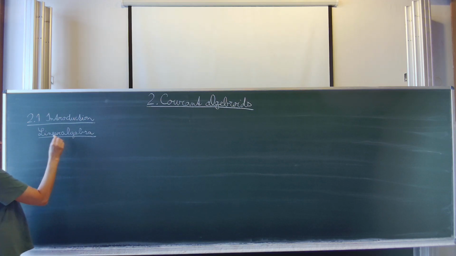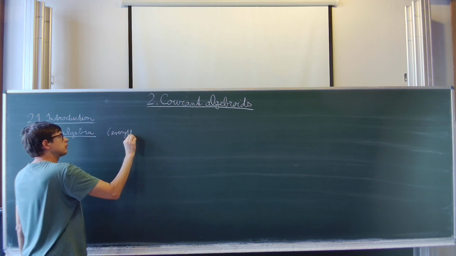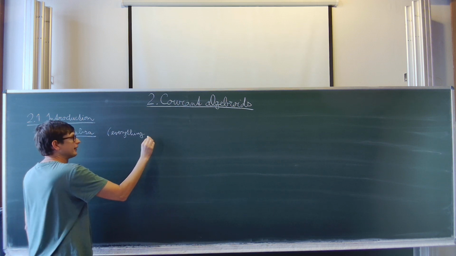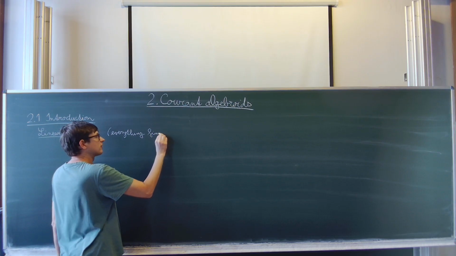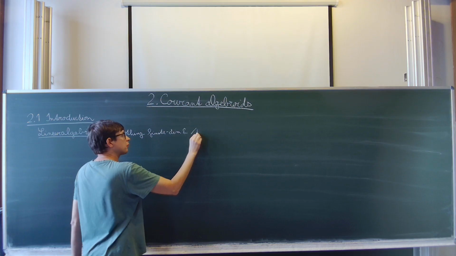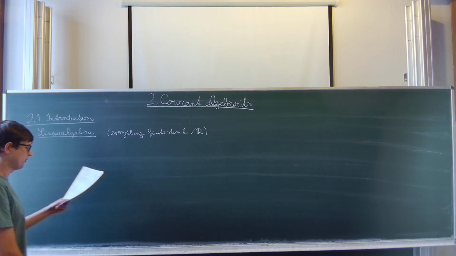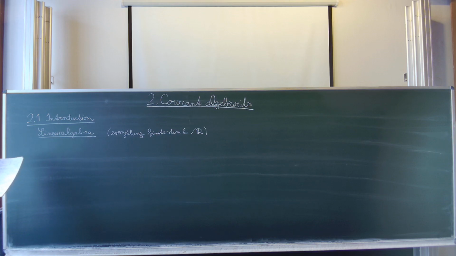Okay, so disclaimer: everything from now on, unless otherwise stated, is finite dimensional and over real numbers. Here it doesn't really matter, but then I want to do smooth geometry.